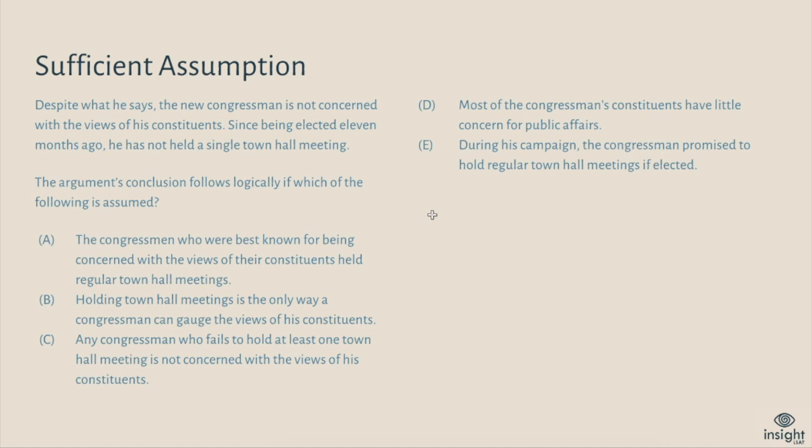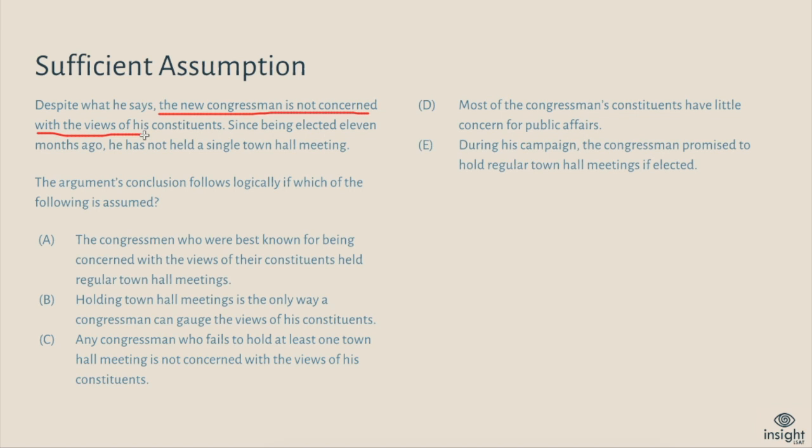Okay, the argument's conclusion follows logically if which of the following is assumed. Despite what he says, the new congressman is not concerned with the views of his constituents. Since being elected 11 months ago, he has not held a single town hall meeting. Okay. So this bit about the town hall meetings is used to support this idea that he's not concerned with the views of his constituents. So this is your conclusion.